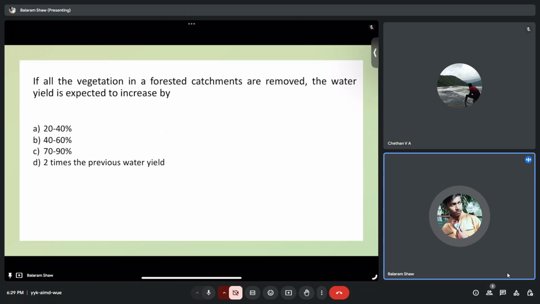In the question it is given that water yield is expected to increase, that we know, but the question is by how much. In the lectures we have seen that if you cut down all the trees from the forested catchments, the water yield will increase by 20 to 40%. So the correct answer will be 20 to 40%.